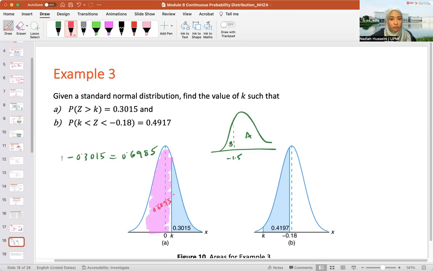What's the next step? Anyone? 1 minus that probability. Why should I minus it again? I would get 0.3015. Sorry, what was the question again? So if I already know that the probability for the purple region is 0.6895, how do I find k?